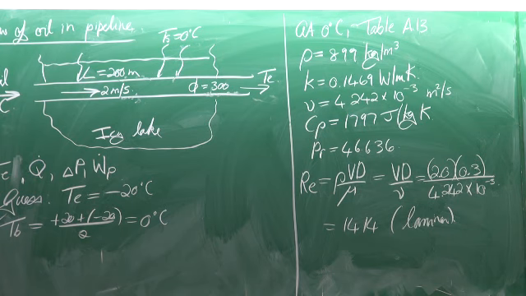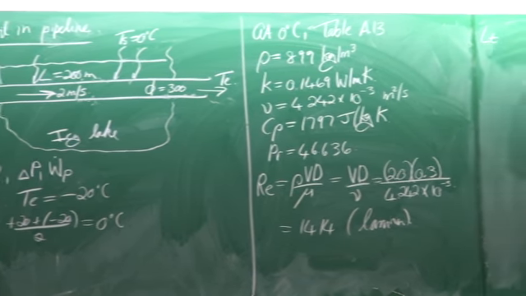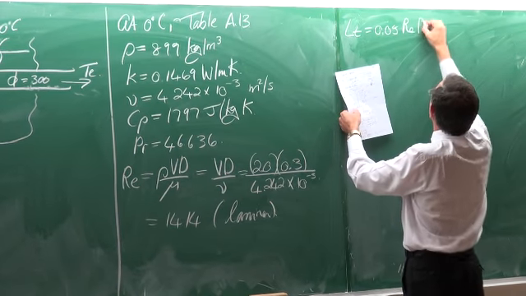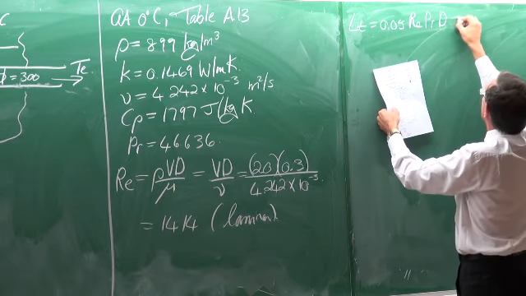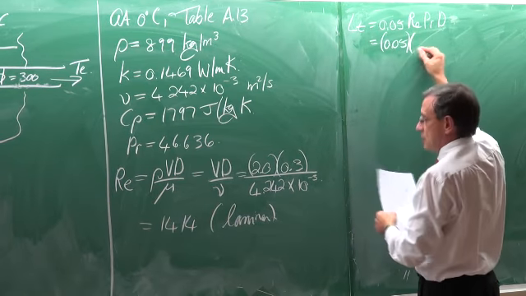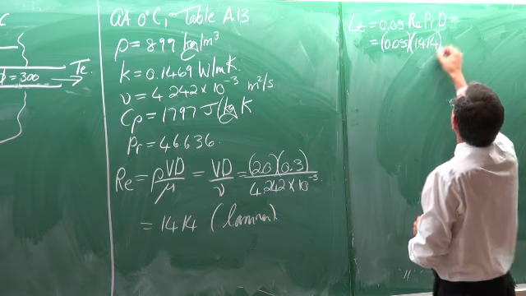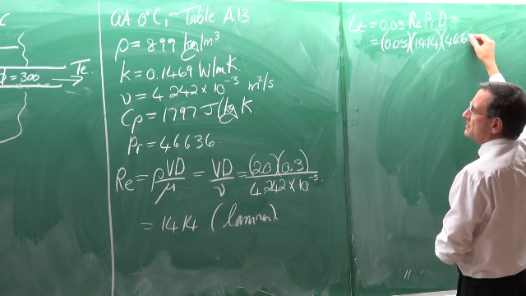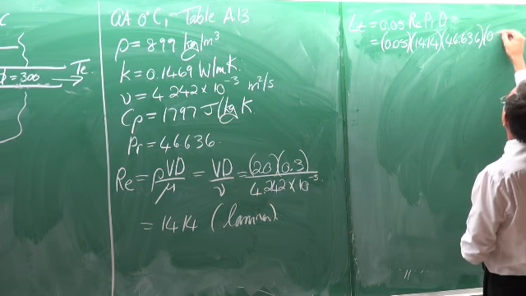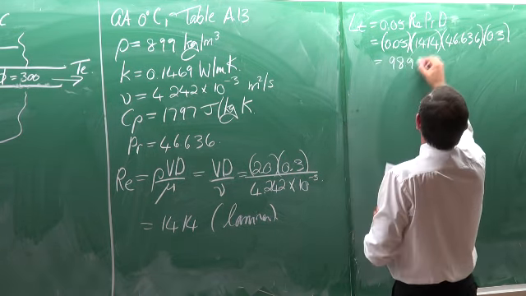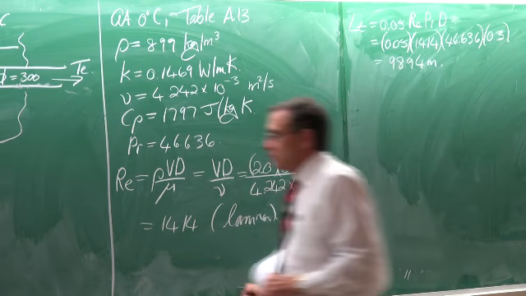Okay. Let's see how long it is going to take for this flow to become fully developed thermally. It is equal to 0.05 multiplied by the Reynolds number, the Prandtl number, multiplied by the diameter. Let's just put it in: 0.05 multiplied by the Reynolds number, 1414, multiplied by the Prandtl number, which is 46.636, multiplied by the diameter, which is 0.3, and that gives us a length of 98.94 meters. So we are in trouble.